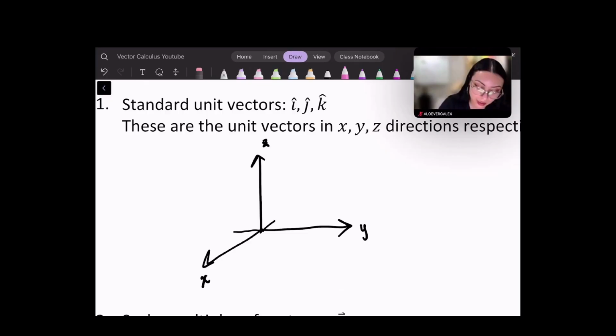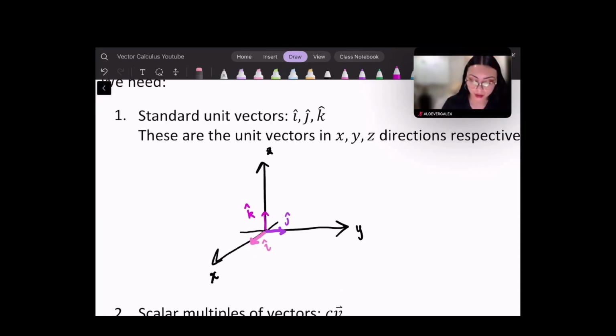So we imagine moving 1 unit along the positive x-axis. We call this the i hat basis vector. Likewise, we move 1 unit in the positive y-axis direction, and this is called the j hat basis vector. And we move 1 unit in the positive z-axis, and that's denoted as the k hat unit basis vector. So, as we'll see, we're going to be able to describe any vector as a linear combination of scalar multiples of the i, j, and k hat basis vectors.